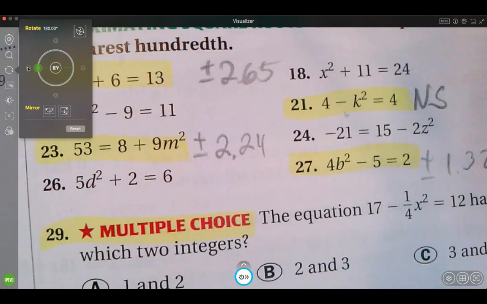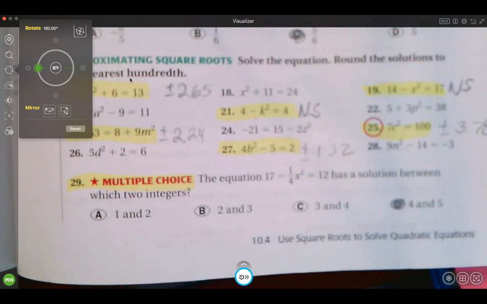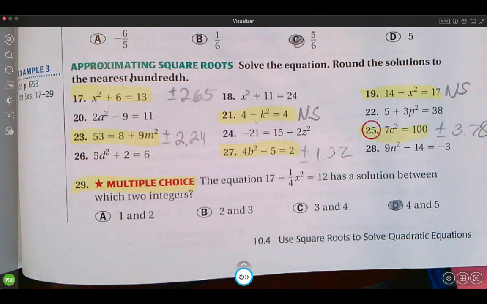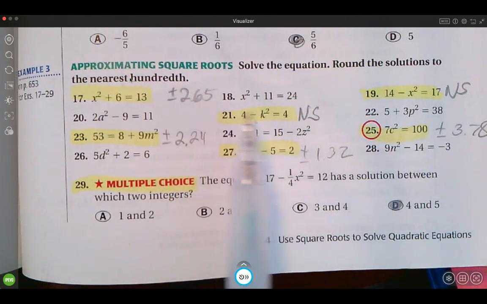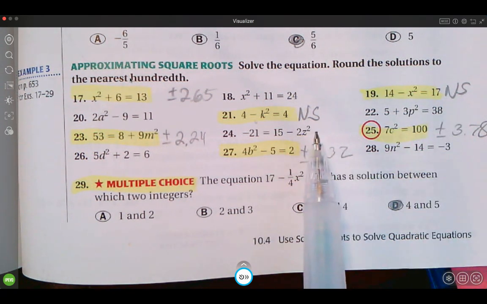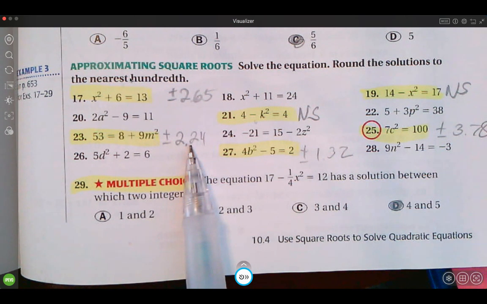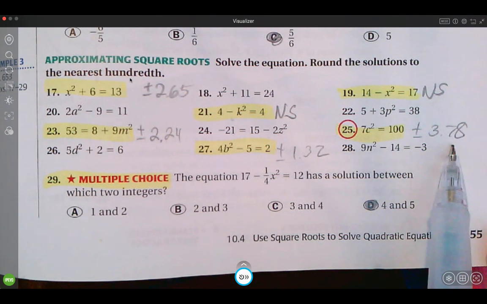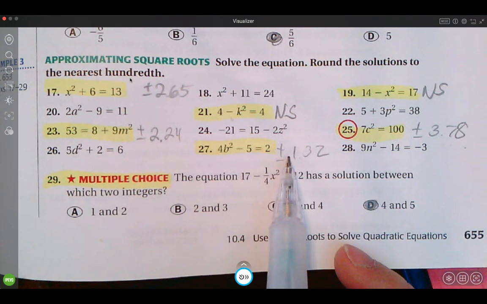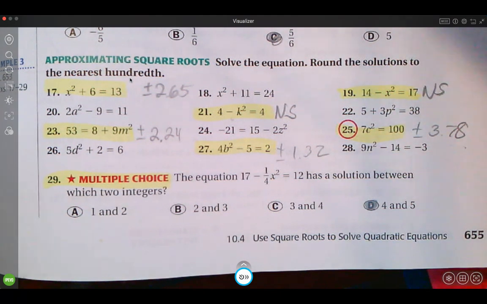I'll just show you the answers for these, and maybe you can pause the video. If I go too fast, you can pause and look at this. 17 was positive or negative 2.65. 19 was no solution. 21, no solution. 23 was 2.24. And then 25 was positive or negative 3.78. And then this one was positive or negative 1.32. Number 29, the answer was D.